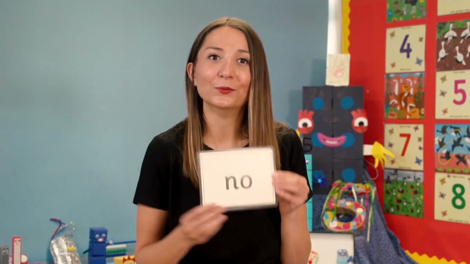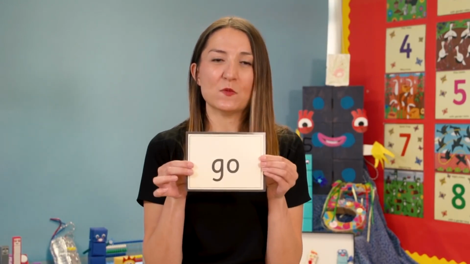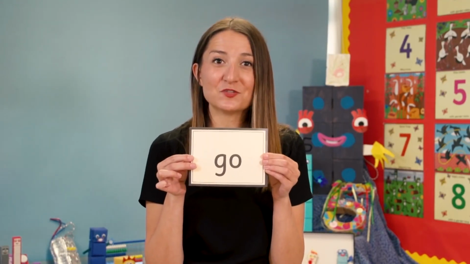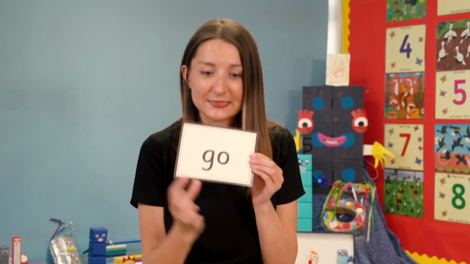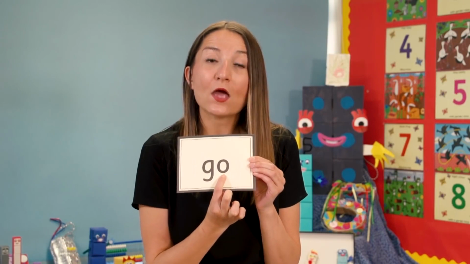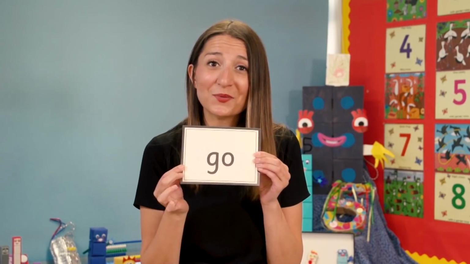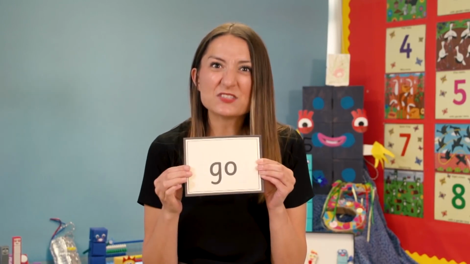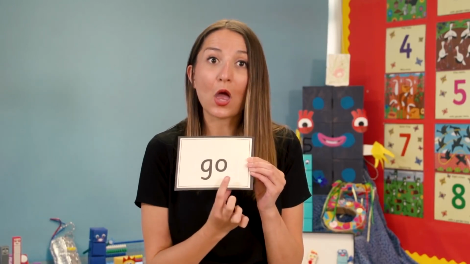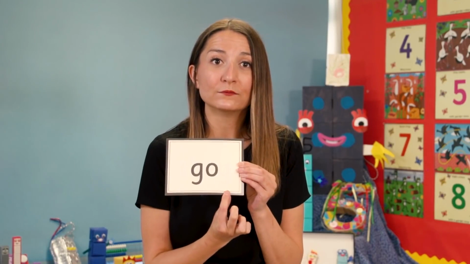Oh, no. Right, I know you know how to read this tricky word. Can you remember the tricky bit? Yes, the tricky bit is o says oh. Can you read the word? Let's read it together. G, oh, go.